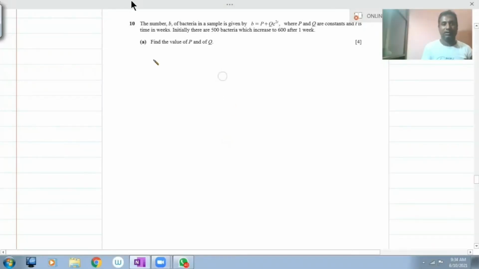B equals P plus Q e to the power 2t, where P and Q are constants and t is the time, in which initially there are 500 bacteria, which increases to 600 after 1 week. Find the values of P and Q.